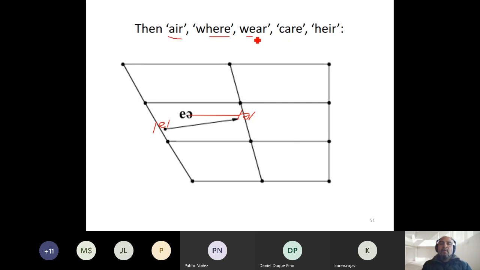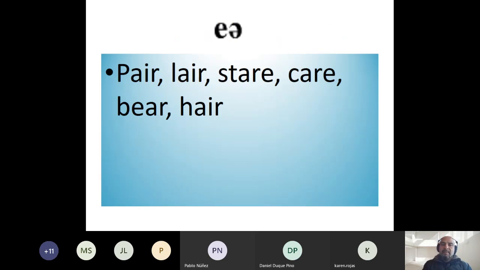Where, care, hair. So basically, these two could be considered, exactly, I know you are thinking about the word homophones, right? Some examples we have hair, lair, stare, care, bear, hair. Okay.